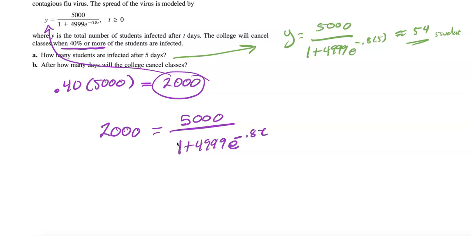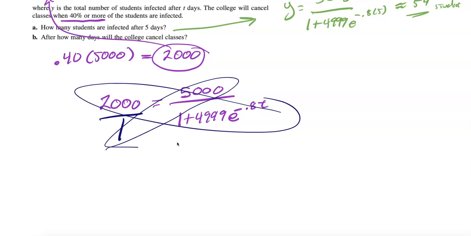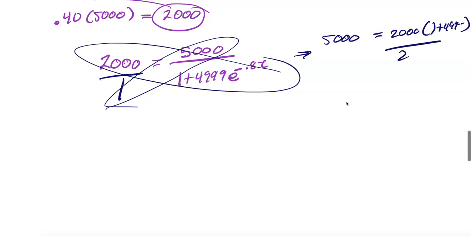Okay, so how do I solve this? It looks a little messy now, and it's going to get a little messy. I'm going to cross multiply. Now here's the key. When you cross multiply that, I'm not really going to multiply this other side. I'm going to leave it like this. I'm not going to actually multiply this in. What I'm going to do now is divide by that. So let's divide by 2,000.